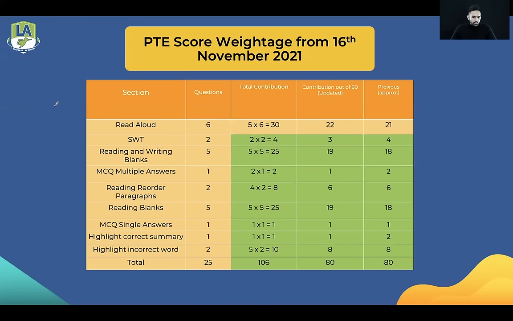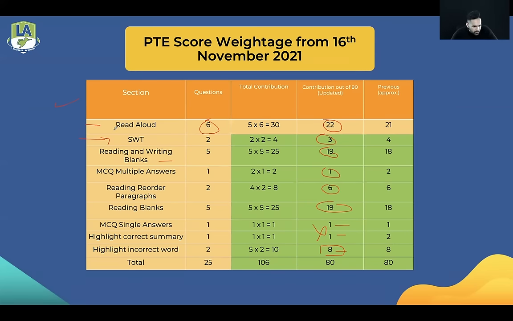Reading is very important. Read aloud, you're going to get around 22 points in your reading from your speaking. Summarize written text, from your writing, 3-4 points in your reading. Reading and writing blanks, 19 points. MCQ multiple, 1-2 points. Reading reorder paragraph, 6 points. Reading blanks, 19 points. MCQ single answer, highlight correct summary and highlight incorrect words. Highlight correct summary and MCQ only 1-2 points, and highlight incorrect words, 8 points.